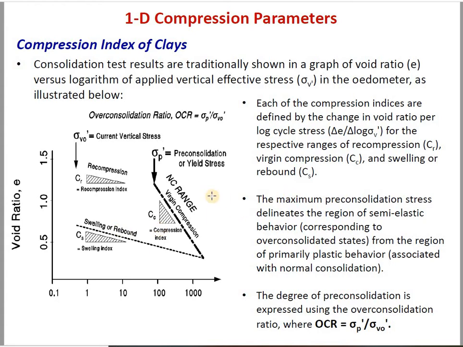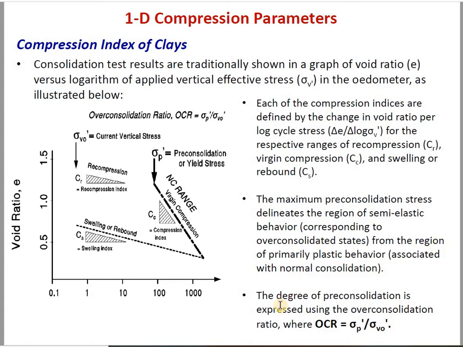The virgin compression is actually the normally consolidated soil, which shows the normally consolidated range, whereas the maximum pre-consolidation stress is in the region of semi-elastic behavior. That means the soil behaves in a semi-elastic manner when the pre-consolidation stress is high. So that is actually the over-consolidated soils.